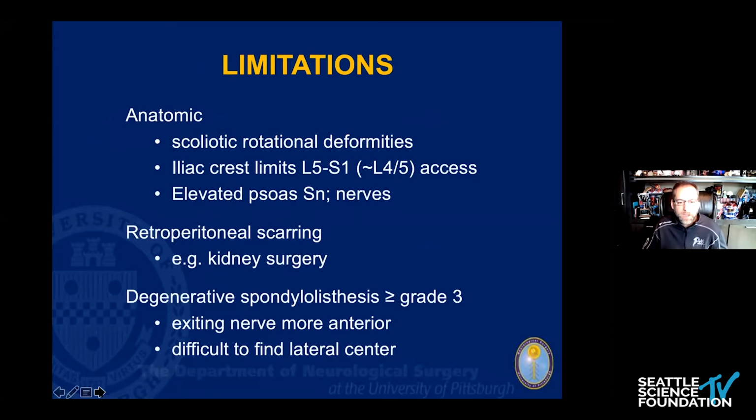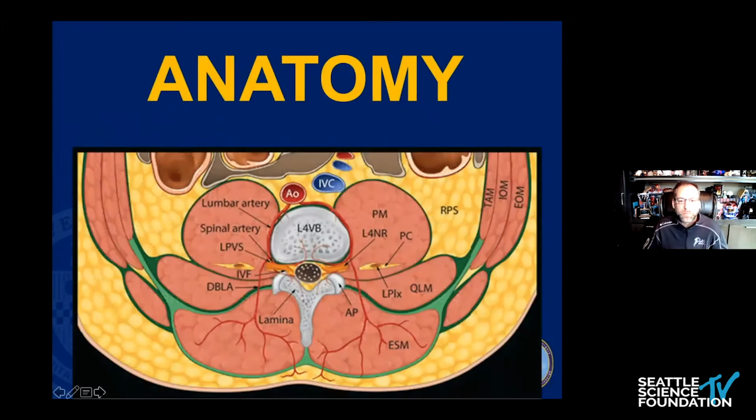It's also important, of course, to understand the anatomic limitations, such as significant scoliotic rotational deformities, or an elevated crest or an elevated psoas sign, therefore pulling the nerves with it. Retroperitoneal scarring can stick the vascular structures down. You may want to avoid high-grade spondylolisthesis, where the nerve is elevated and it is difficult to find that lateral center. These are some limitations that prevent us from getting there.